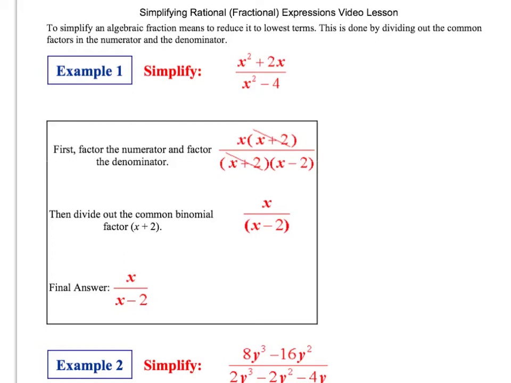For example, the first one we have is to simplify x squared plus 2x over x squared minus 4. The first thing you need to do is factor the numerator and factor the denominator. In the numerator we have a GCF of x, and we would be left with x plus 2. In the denominator, it's a difference of two perfect squares, so it'll be x plus 2 times x minus 2. Once you factor it, you see what's common between the numerator and the denominator, and it is x plus 2. So you cross them out, and you're left with an x in the numerator and an x minus 2 in the denominator. So that is your final answer.